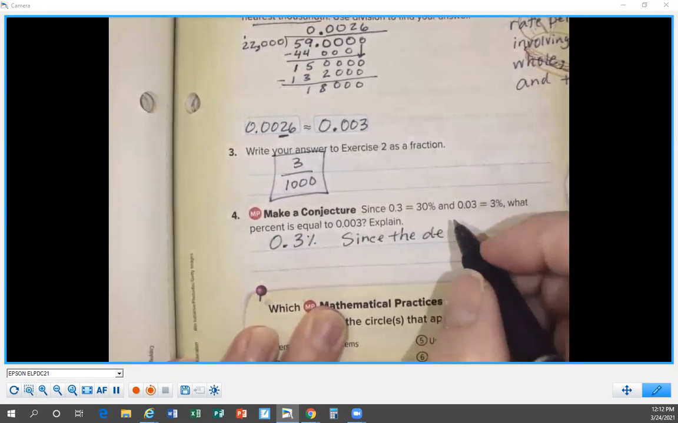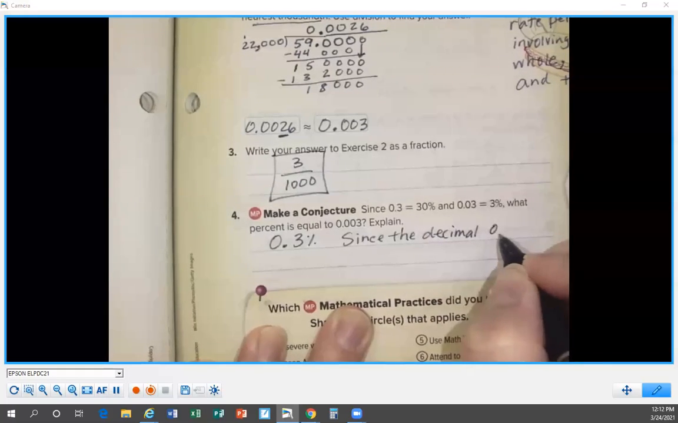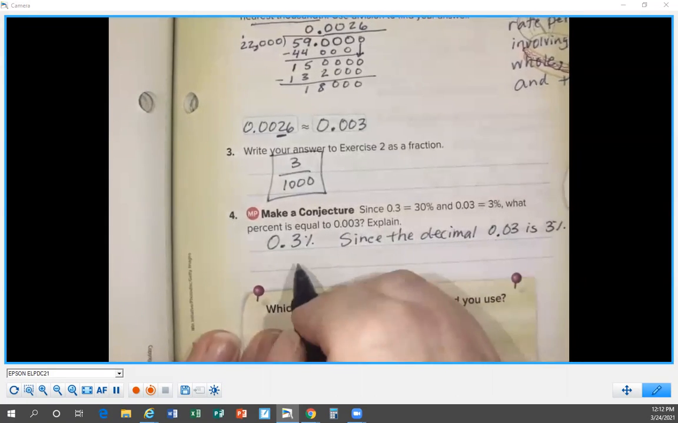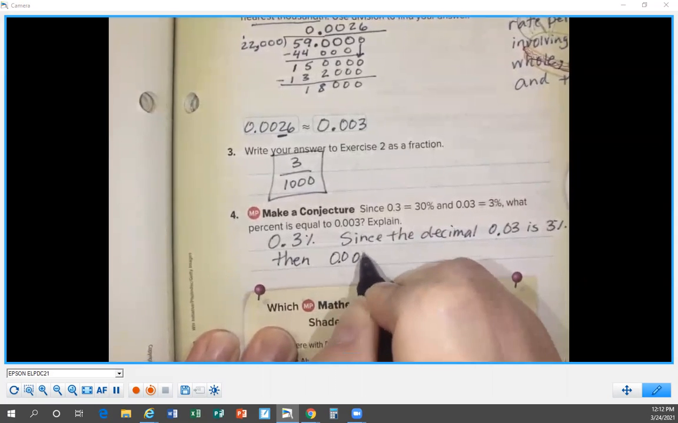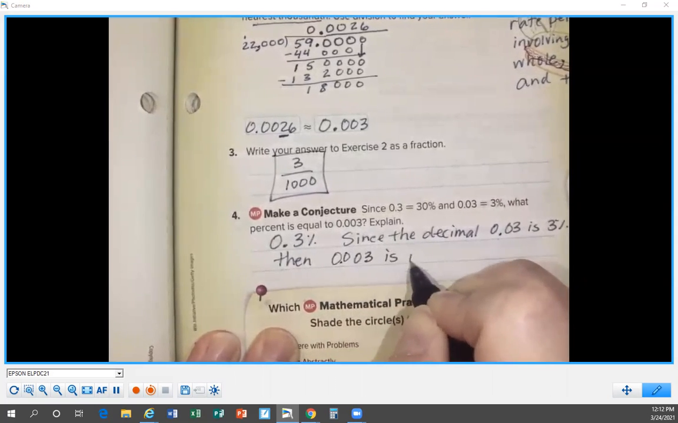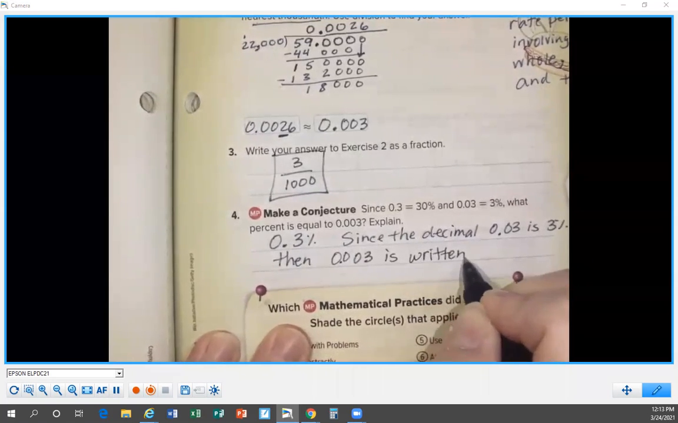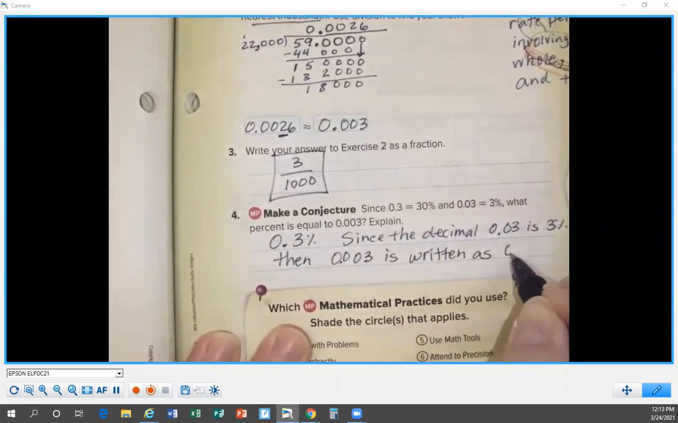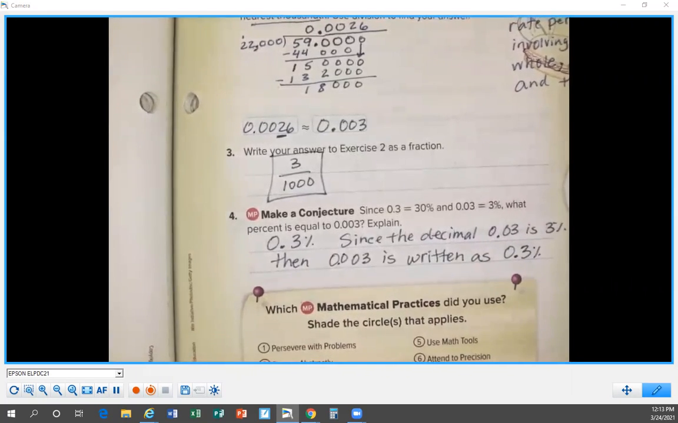So since the decimal 0.03 is 3%, then 0.003 is written as 0.3%. We just follow that patterning, extend the pattern to get our answer as a percentage.